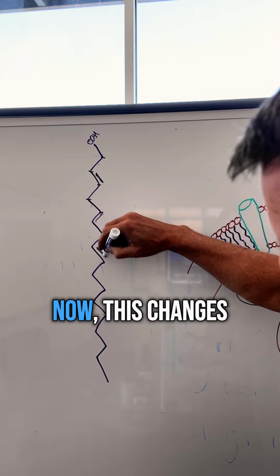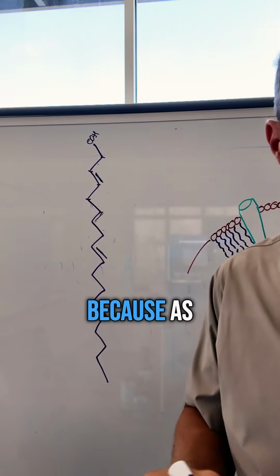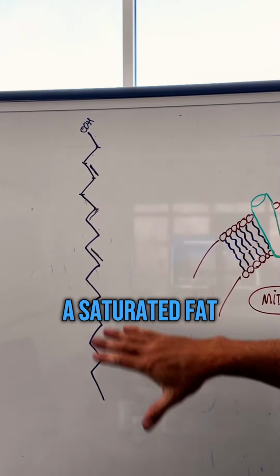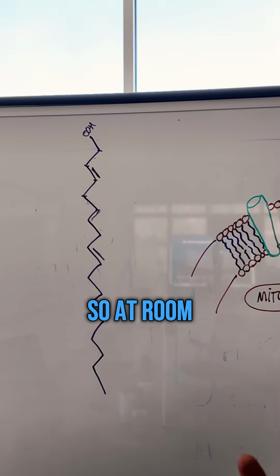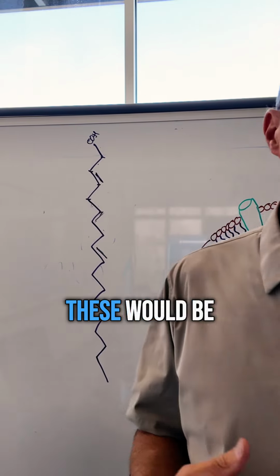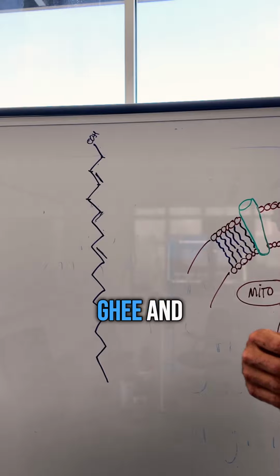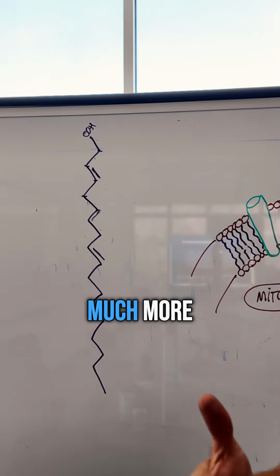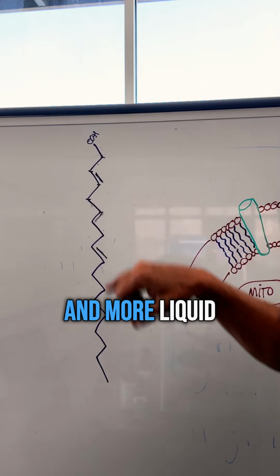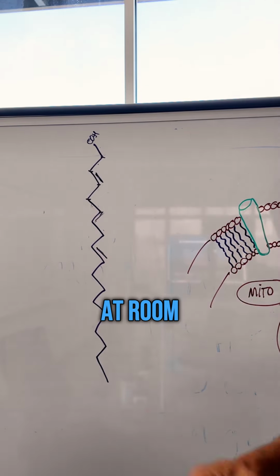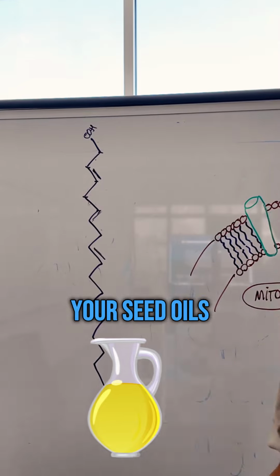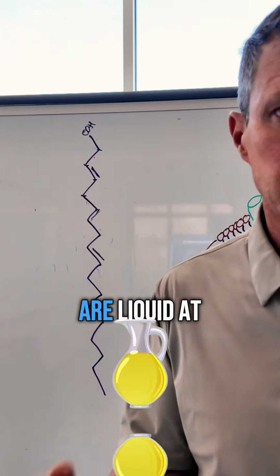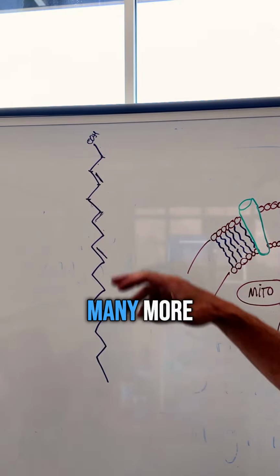Now, this changes the chemical nature of fats because as a saturated fat, it can pack very tightly. So at room temperature, they tend to be solid. These would be things like your butter, ghee, and tallow. But as you add these double bonds, and you don't need to know much more than this, these become more and more liquid at room temperature. In fact, these are liquid at room temperature, which is why your seed oils or your fish oils are liquid at room temperature, because they have many, many more double bonds.